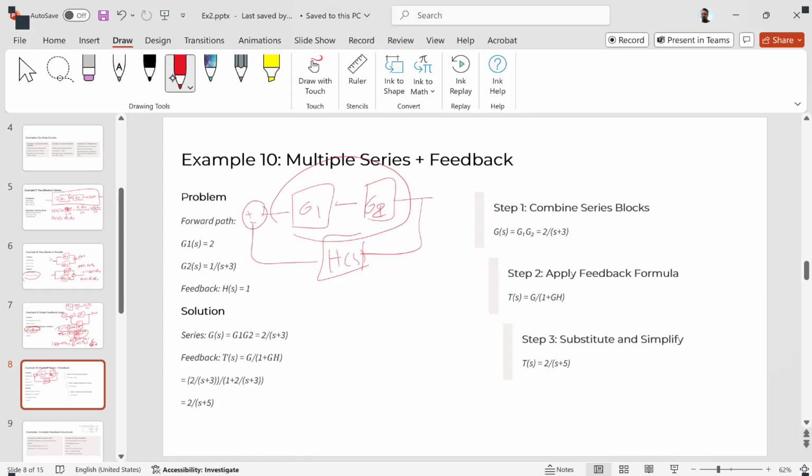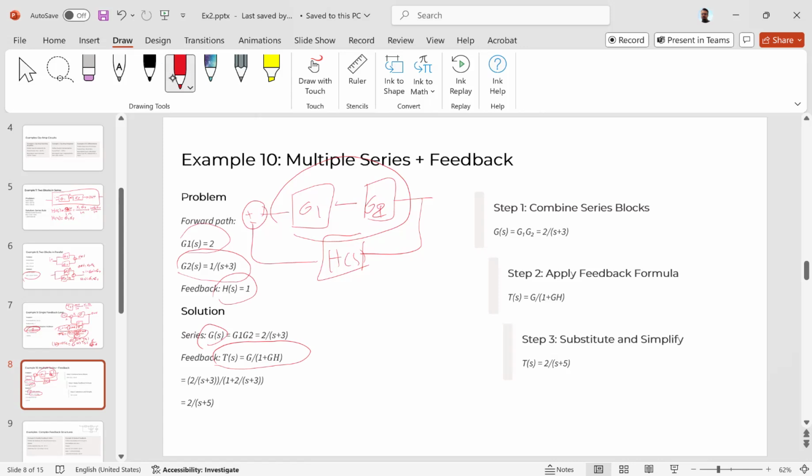Now, if we have a feedback, the general transfer function is going to be the forward pass, which is G1 times G2. Here we called it G. Over 1 plus forward pass times feedback. The formula that we found in the previous example. So now what we have is the general one is G over 1 plus GH. G is G1 times G2. So for this example, G1 is 2, G2 is 1 over S plus 3, and our feedback is a unity feedback, so the H of S is 1.